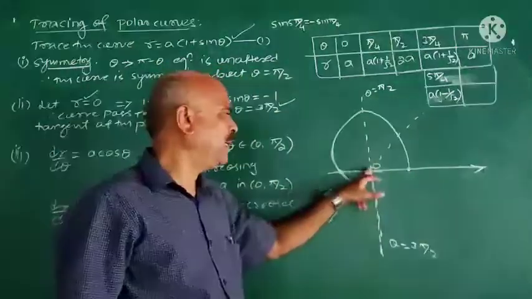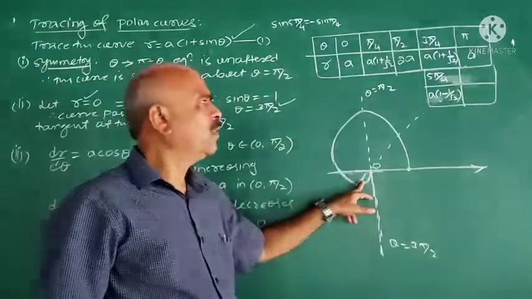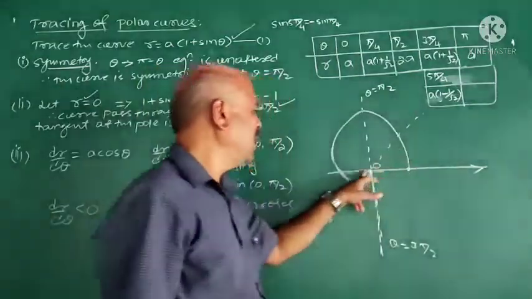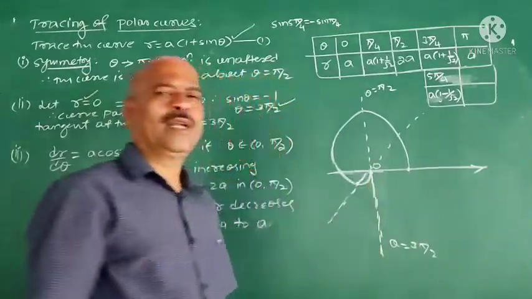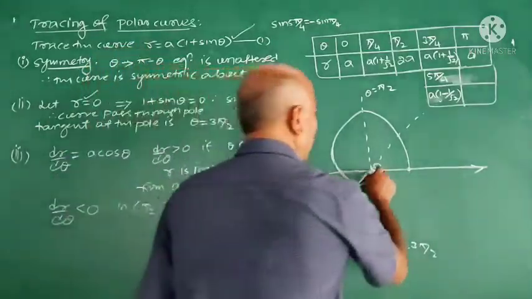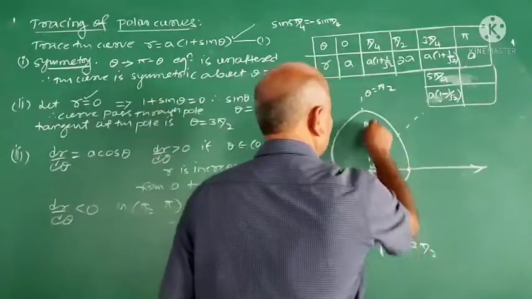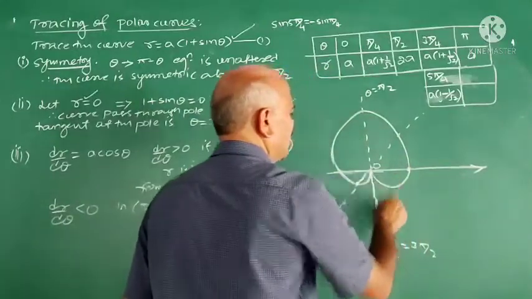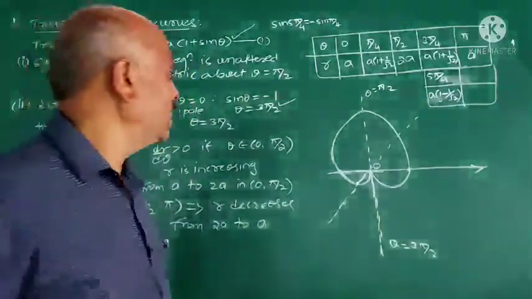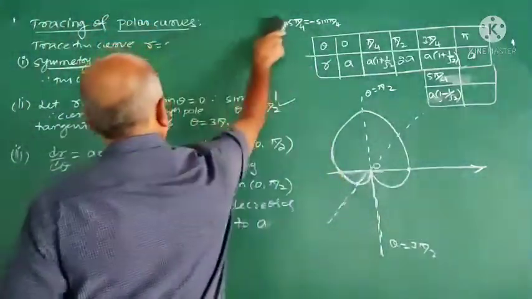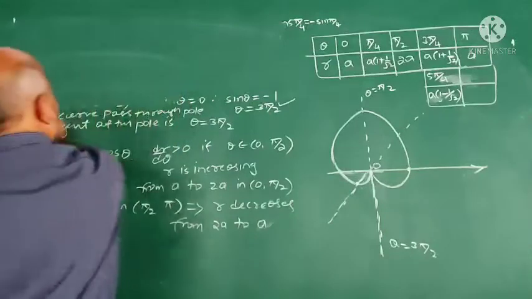5 pi by 4 is pi plus pi by 4. What is the corresponding value of r? It lies on this line and it is this. What is this? A into 1 minus 1 upon root 2. Similarly, by symmetry, because it is symmetric about pi by 2, we write like this. This is the curve. R is a into 1 plus sin theta.